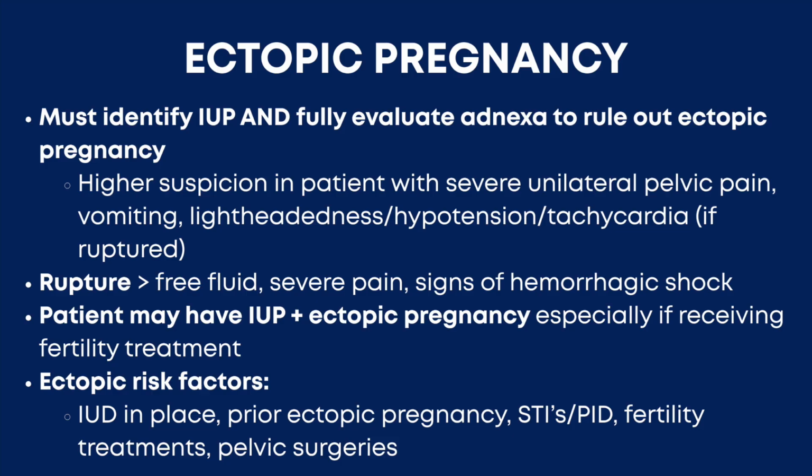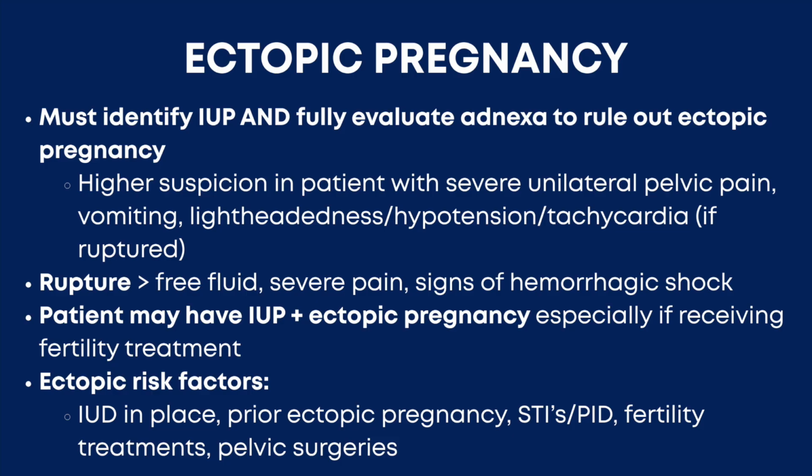There would be higher suspicion for ectopic pregnancy in a patient with symptoms like severe unilateral pelvic pain, vomiting, and then if they do develop lightheadedness, hypotension, or tachycardia, which may be concerning for a ruptured ectopic pregnancy. Since ruptured ectopic pregnancies can lead to a lot of bleeding, there may be free fluid seen on ultrasound, as well as worsening or severe pain, and then eventually signs of hemorrhagic shock if the ectopic was not discovered in time before it ruptured.